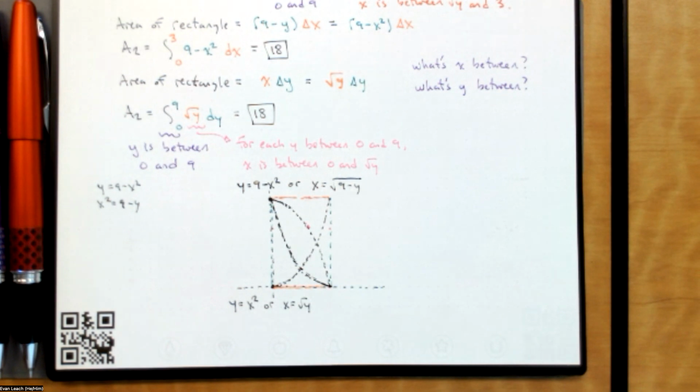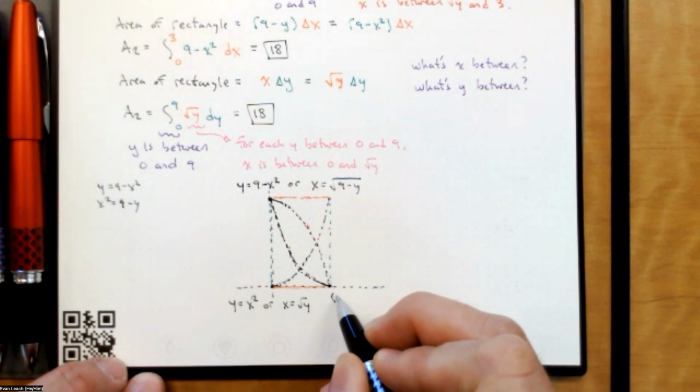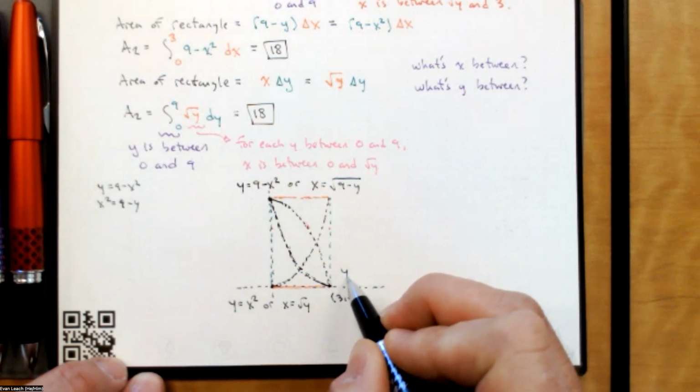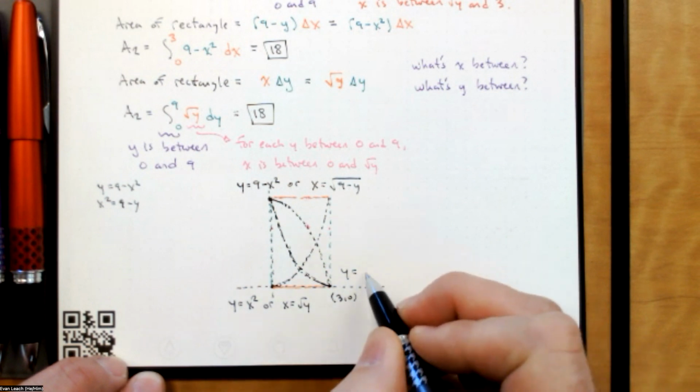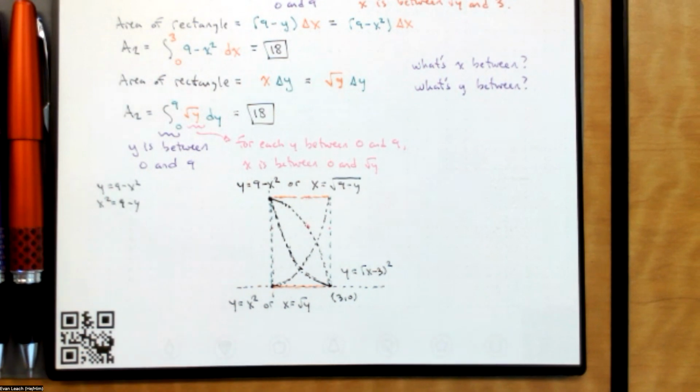Now we're gonna have to do some parabola stuff. But if we put our vertex at 3, 0, I'm just taking the parabola y equals x squared and shifting it over 3 units. And I only drew half of it because I only need half of it to slice this rectangle up.